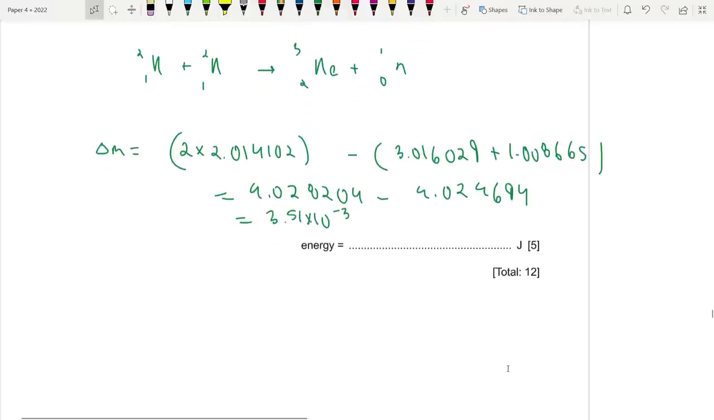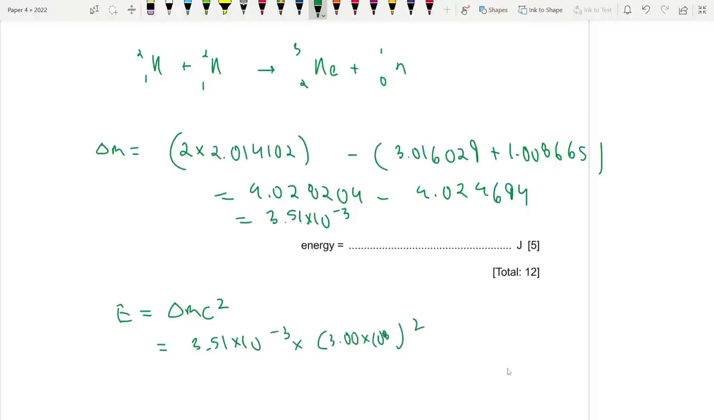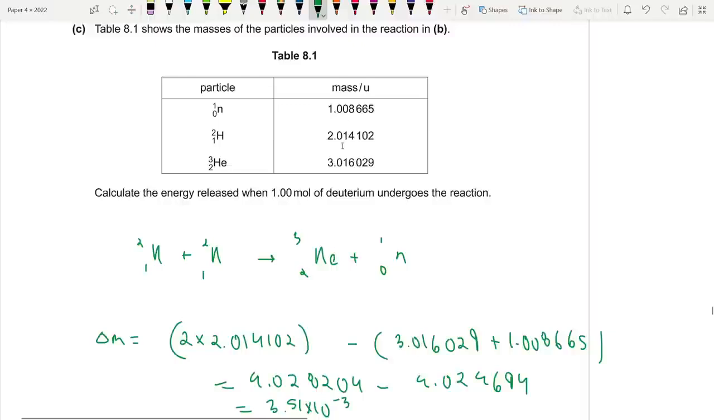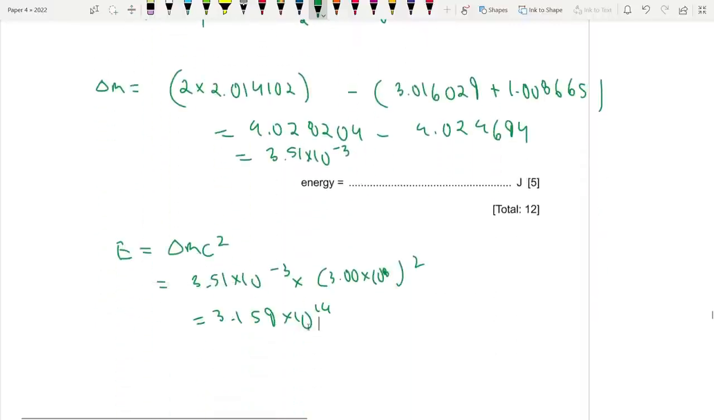Now to find out the energy released, we're going to opt for E is equal to delta m c squared, which is 3.51 into 10 to the power minus 3 times 3.00 into 10 to the power 8 whole squared. Okay, so that is 3.159 into 10 to the power 14. The mass is in U, by the way. So this value that we get is not in joules, because the mass is in terms of U. So if you want to find it in joules, you have to use the SI units, obviously.